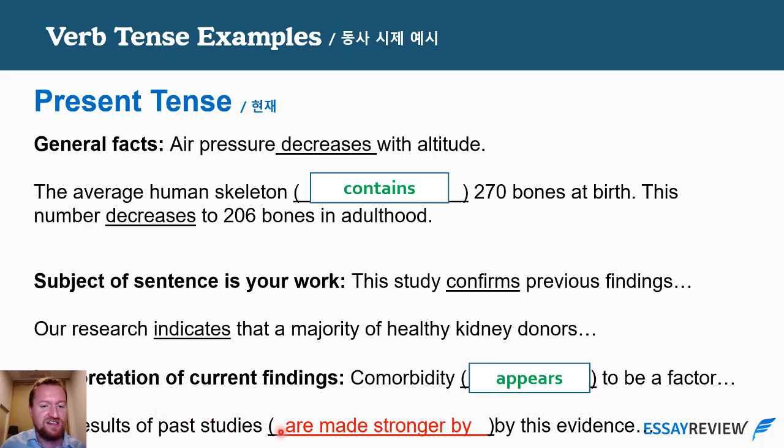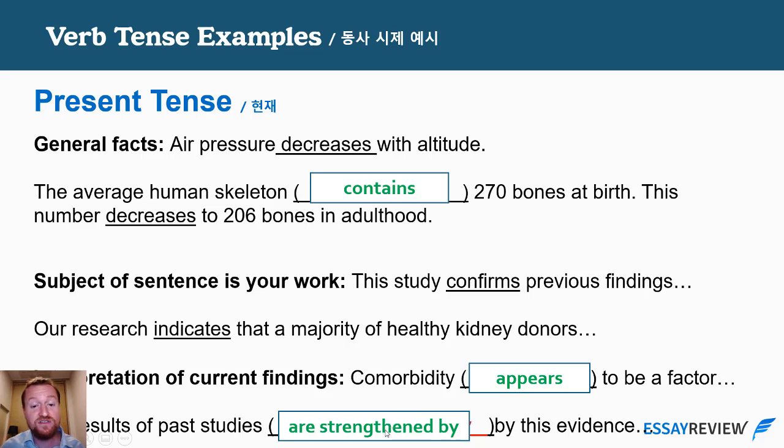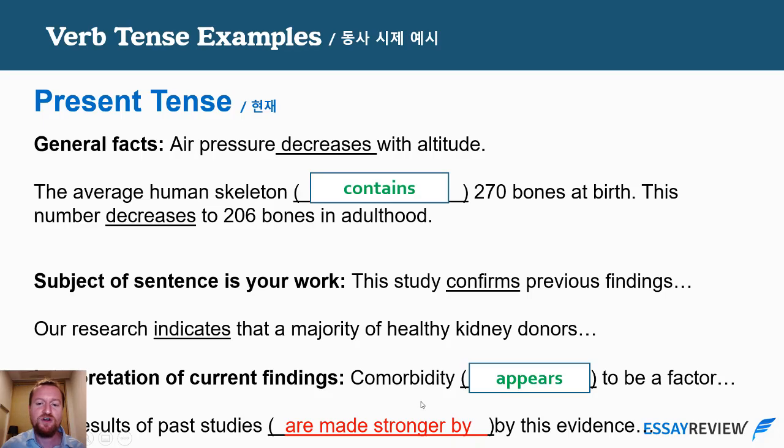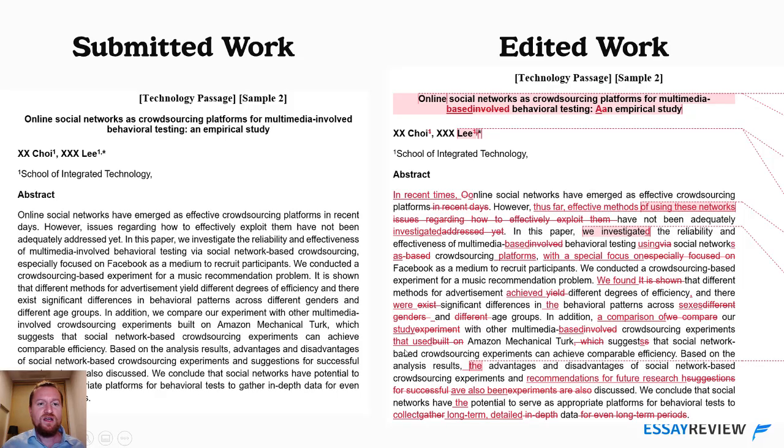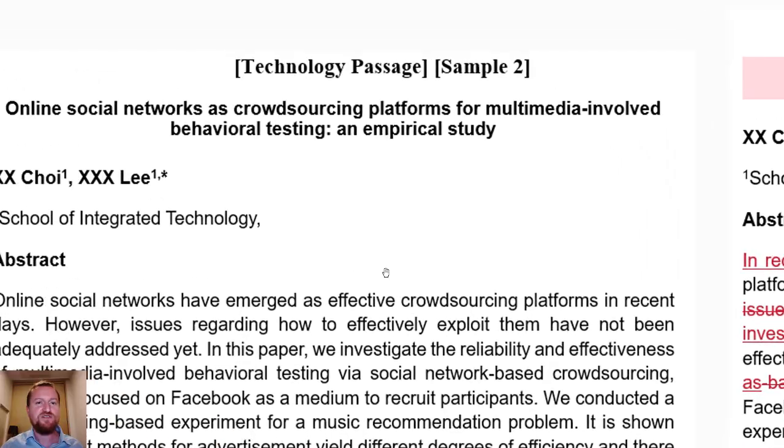The results of past studies are made stronger by. This is obviously too long, right? How about are strengthened by? So even though it's still a passive construction, it's still a little better, right? Strengthened versus made stronger. Okay, and let's look very quickly at what editing looks like. This might be your submitted work.